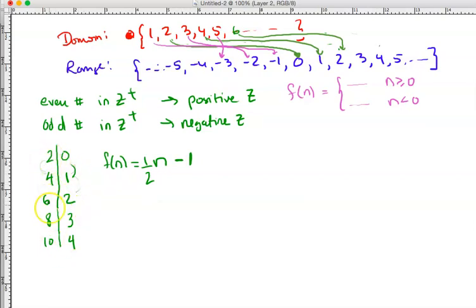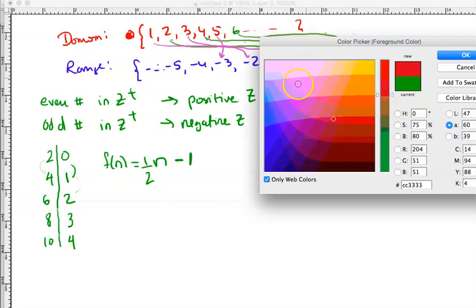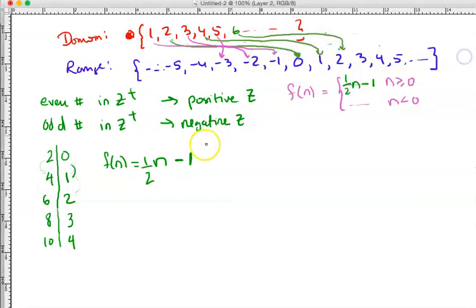So for this to work out, we need this function right here. When n is 4, we get 2 minus 1 is 1. When n is 6, we get 3 minus 1 is 2. So basically you take half of the input and subtract 1 from it to get this pairing to work out. So good, I have 1/2 n minus 1 as my function formula. Now let's look at the negatives.